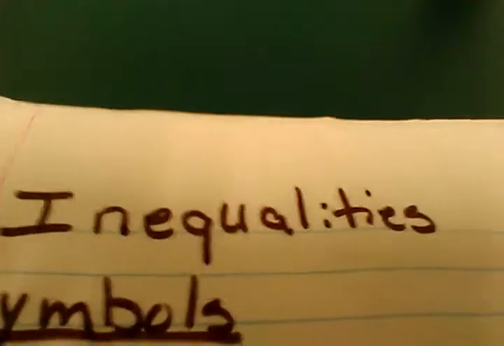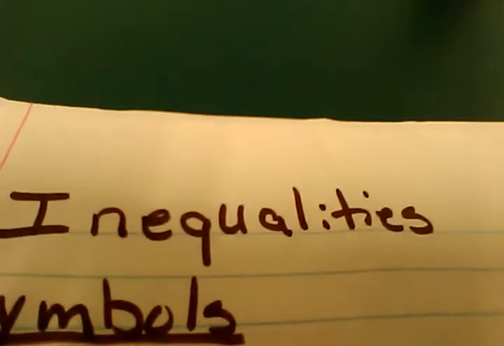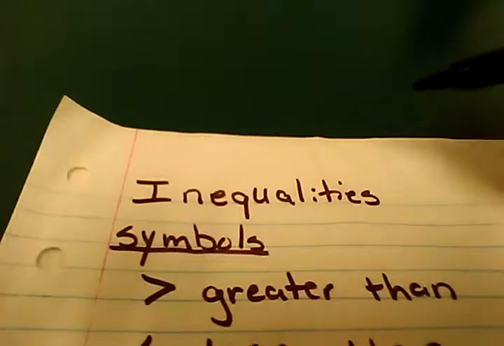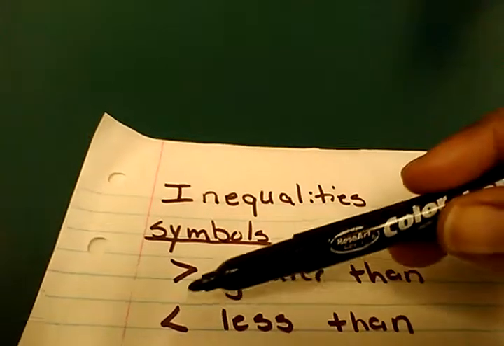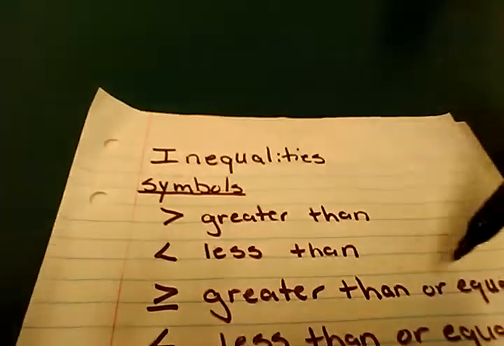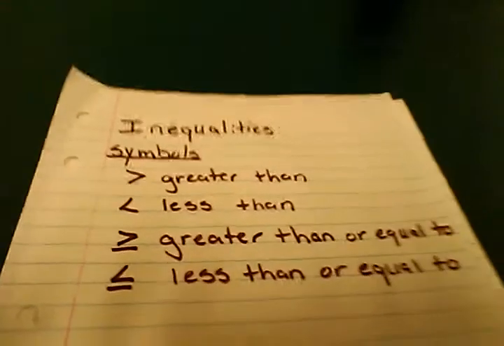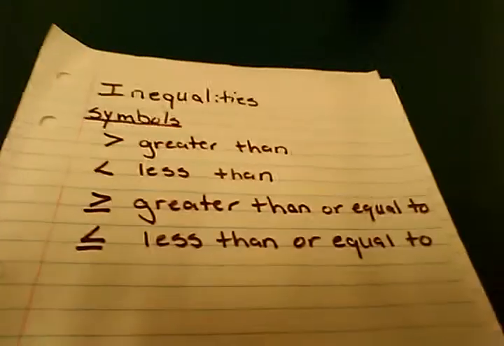We want to take a look at the concept of inequalities. And in order to understand inequalities, we first have to understand inequality symbols. The first one, of course, is greater than. Secondly, less than, greater than or equal to, less than or equal to. These are four popular symbols that we're used to when we discuss the concept of inequalities.